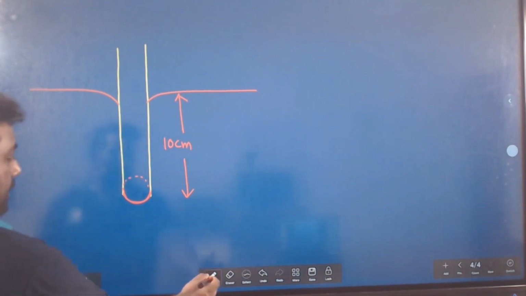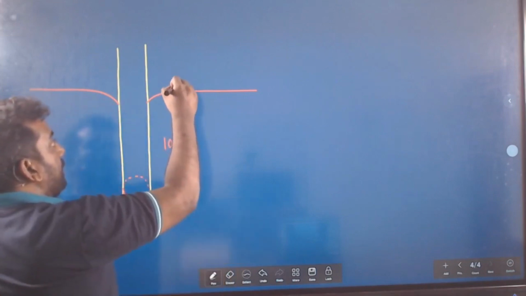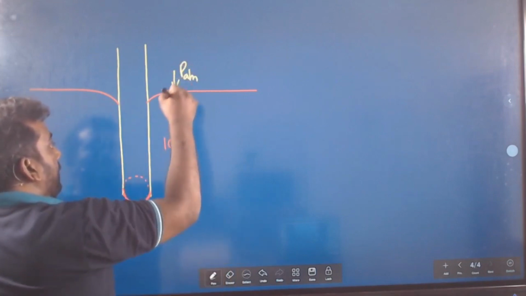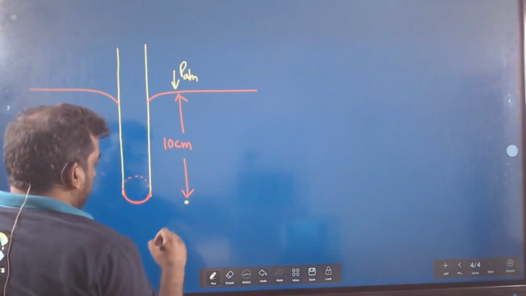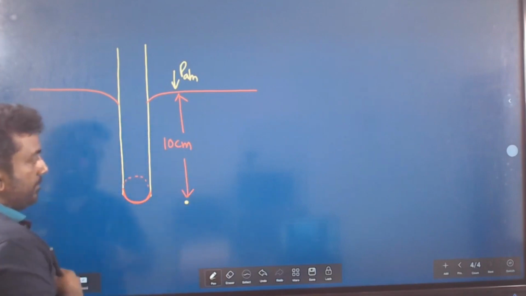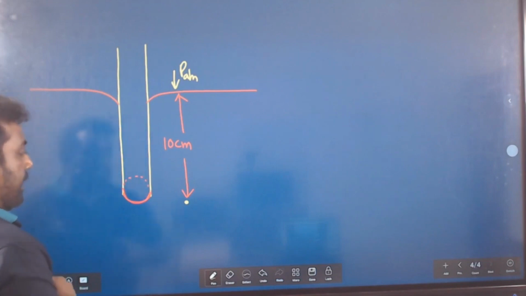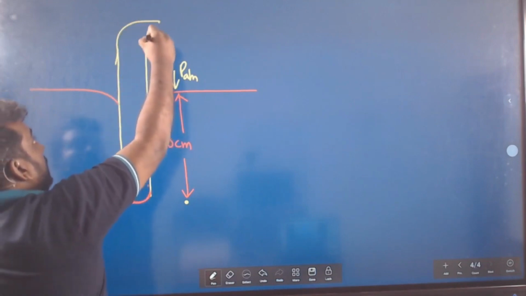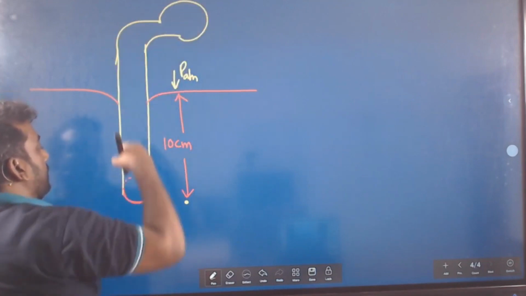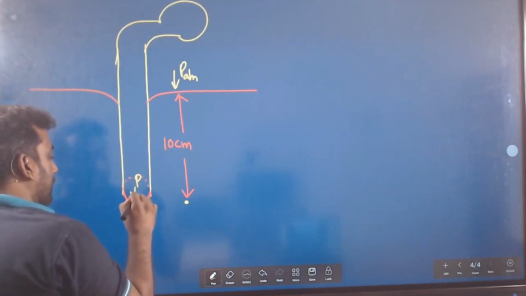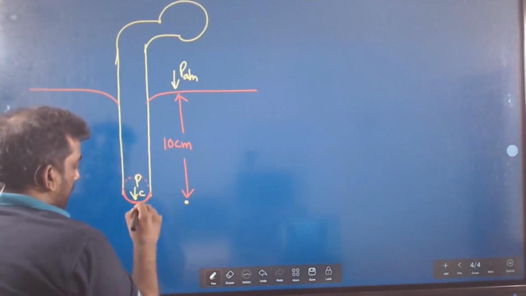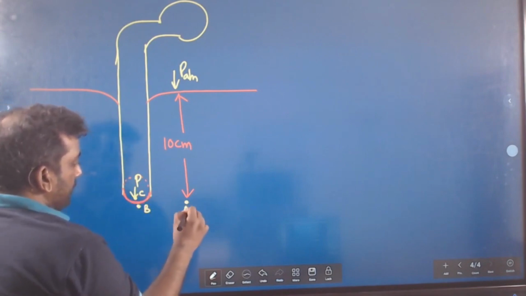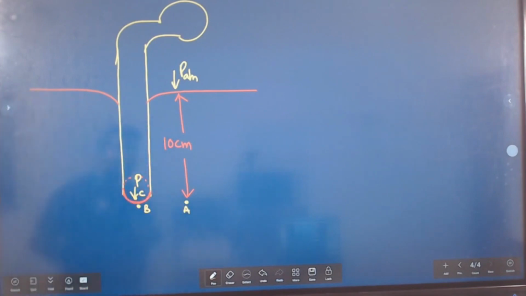So, same as earlier. P atm plus h rho g is the pressure. Outside pressure is T. So this is connected to some maybe pressure pump. Here pressure is P. Here pressure is V. Right. What are they asking you?